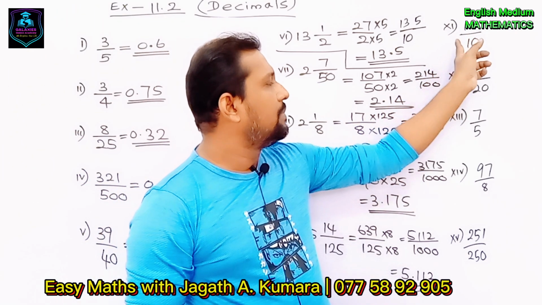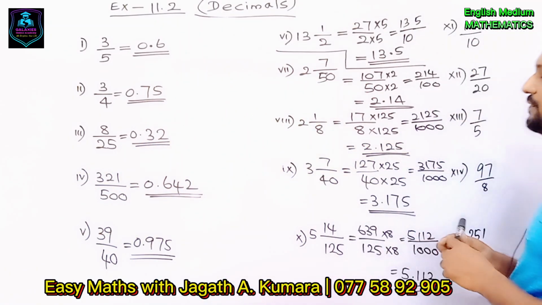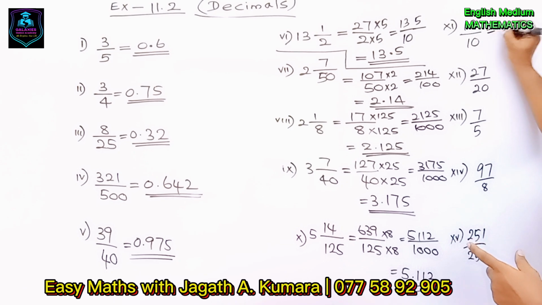Look at number 11, 13 over 10. The denominator is 10, no? So if the denominator is 10, you have to keep one decimal place. So the answer is 1.3.